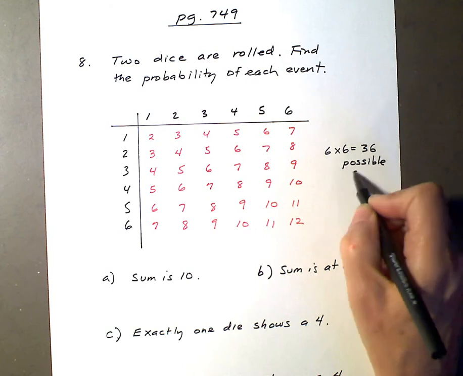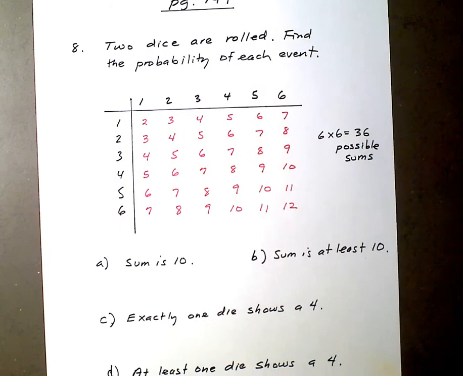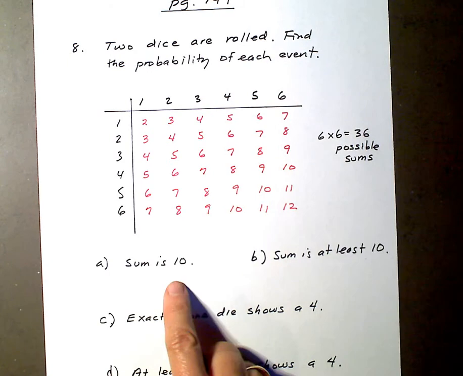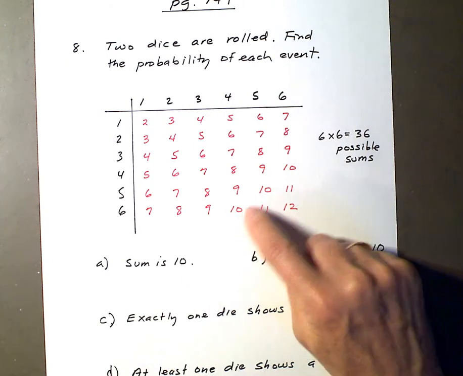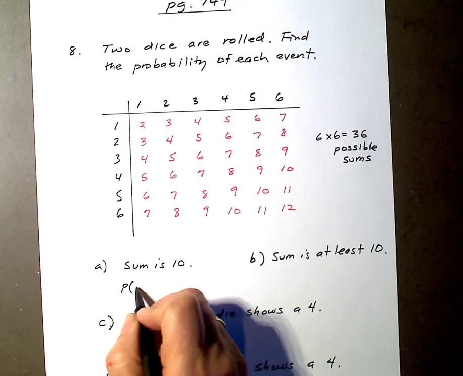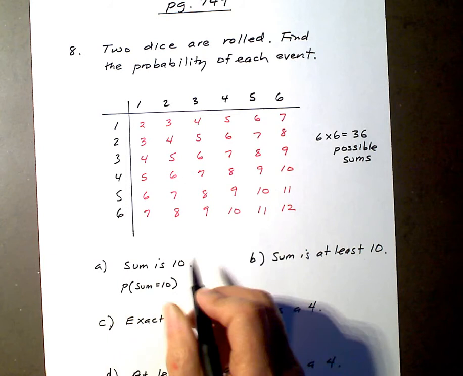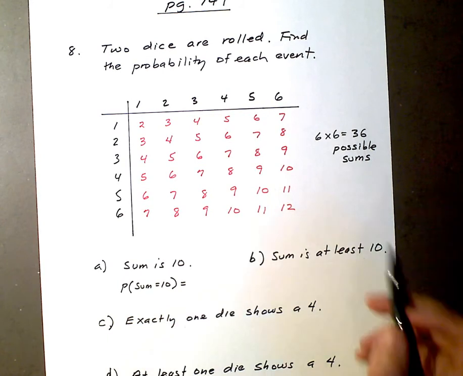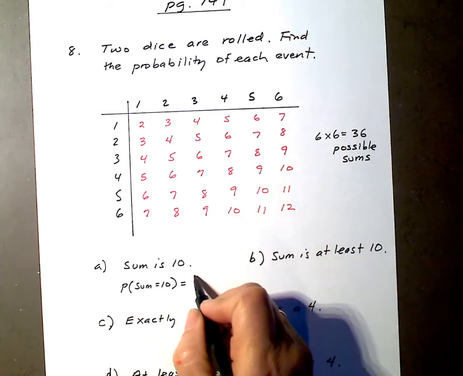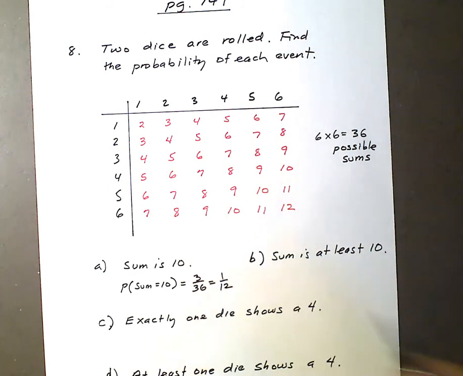So in part A, we're supposed to find the probability out of the 36 that the sum is 10. So I see 1, 2, 3 tens. So the probability that the sum is 10 is 3 out of 36, which is 1 out of 12, 1/12.